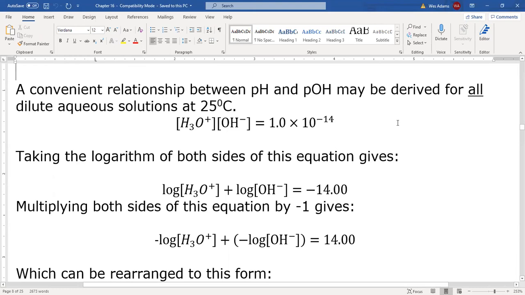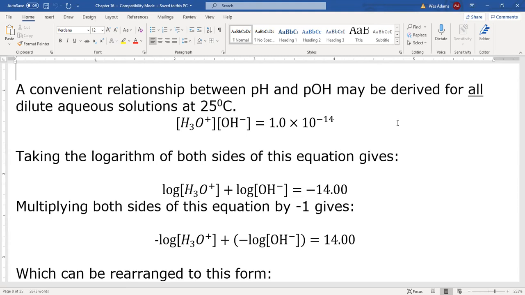Okay, we can have a convenient relationship between pH and pOH that can be derived for all dilute aqueous solutions at 25 degrees Celsius. If you recall our equation from our Kw talk, if you don't remember that, go back and watch my Kw talk. Hydronium times hydroxide ion concentrations is 1 times 10 to the negative 14th power. If we take the logarithm of both sides, we get the log of H3O+ plus log of OH- equals negative 14.